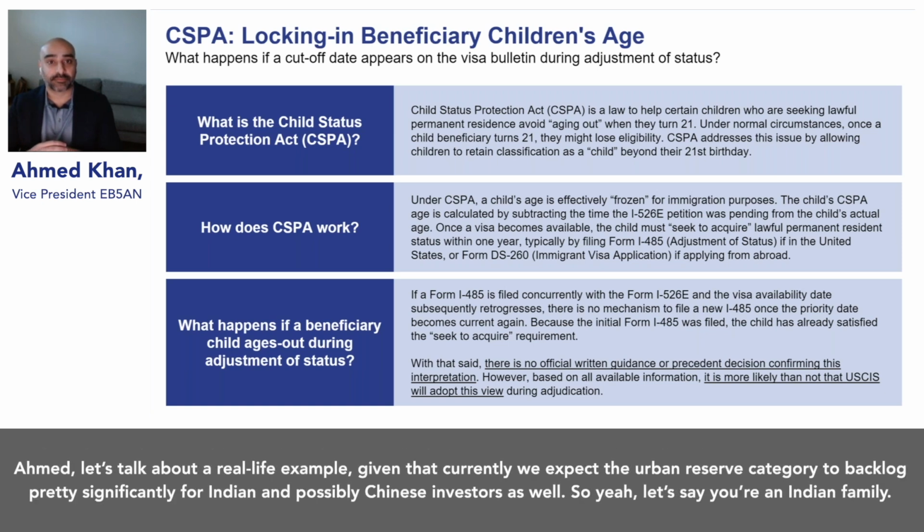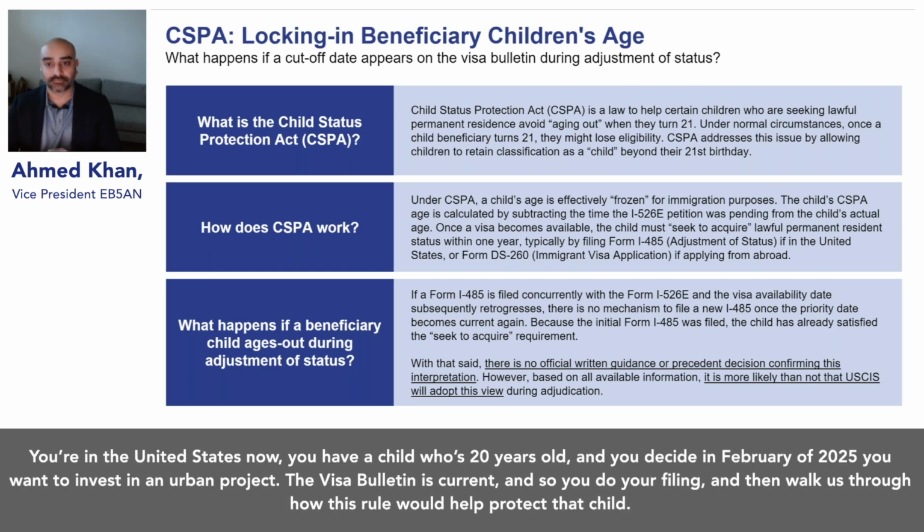Ahmed, let's talk about a real life example. Given that we currently expect the urban reserve category to backlog pretty significantly for Indian and possibly Chinese investors as well, let's say you're an Indian family in the United States now, you have a child who's 20 years old, and you decide in February of 2025 you want to invest in an urban project. The visa bulletin is current, and you do your filing. Walk us through how this rule would help protect that child.